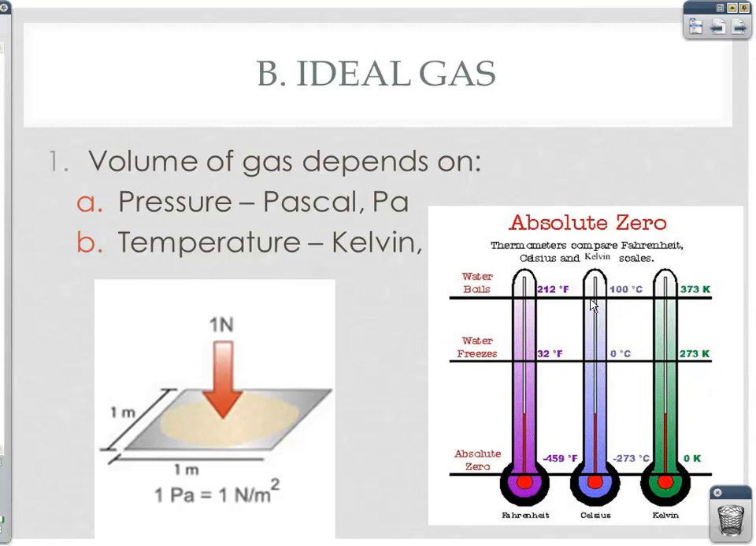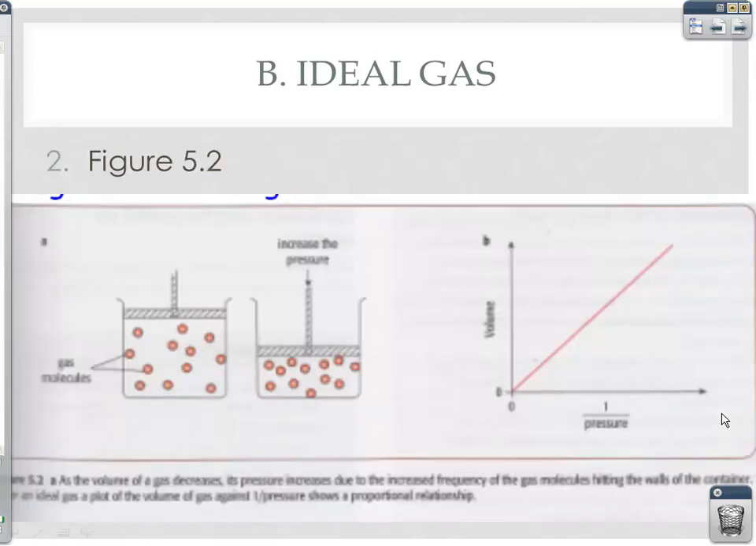So absolute zero is 0 Kelvin. Sorry, there's no degrees in Kelvin. 0 Kelvin. 0 degrees Celsius, where water freezes, is 273 Kelvin, and water boils at 373 Kelvin. So you can see the three scales, but we are going to work with Kelvin the whole time.